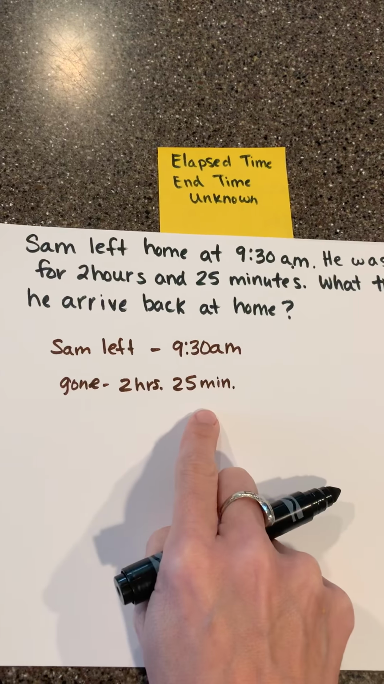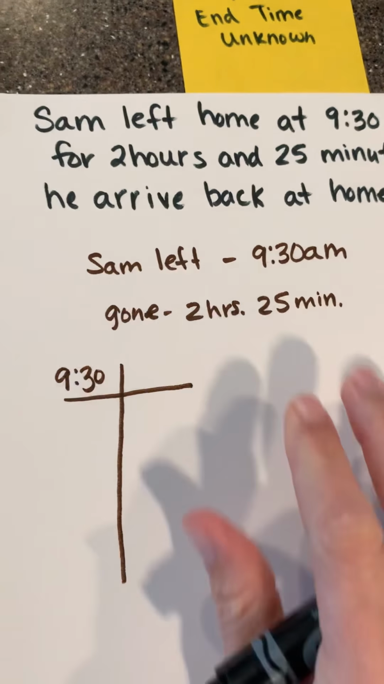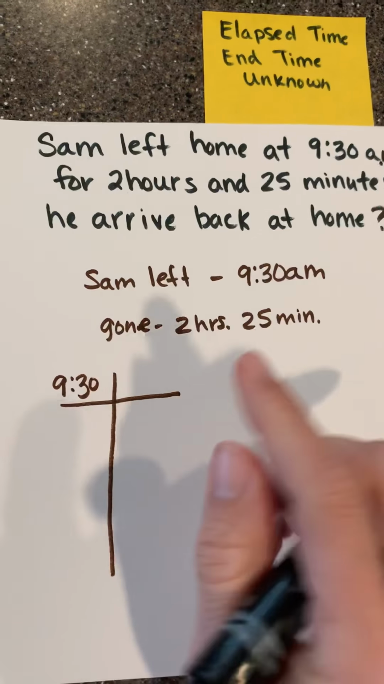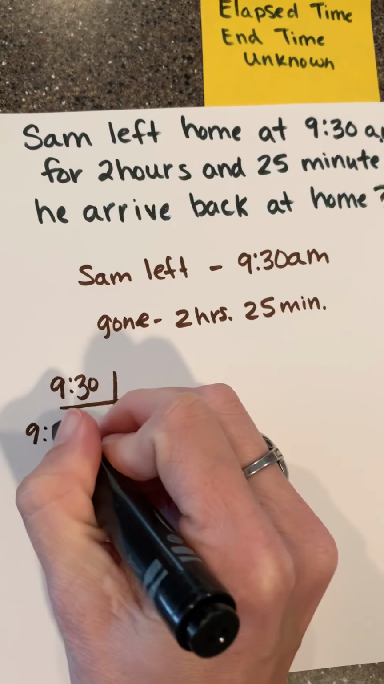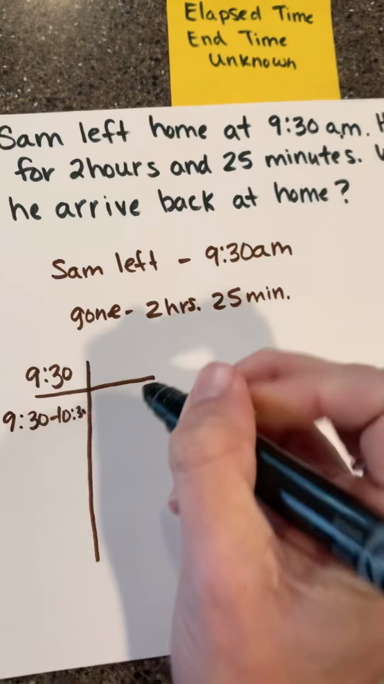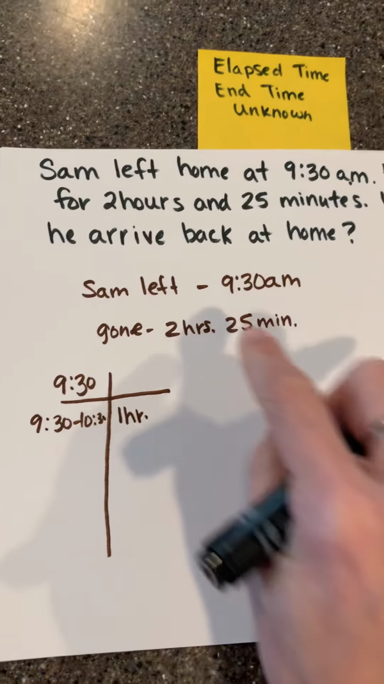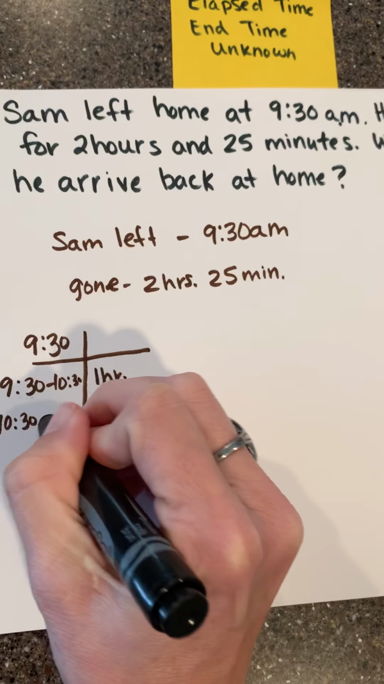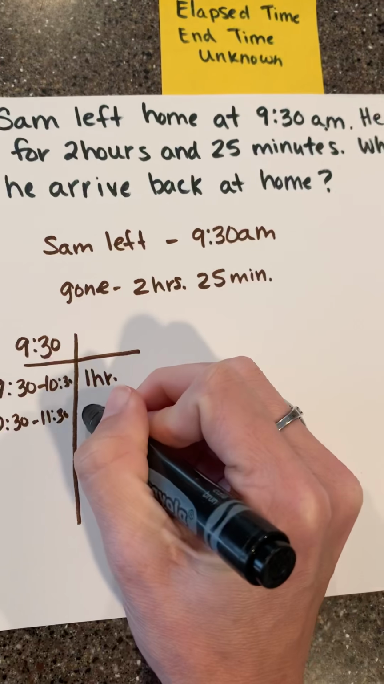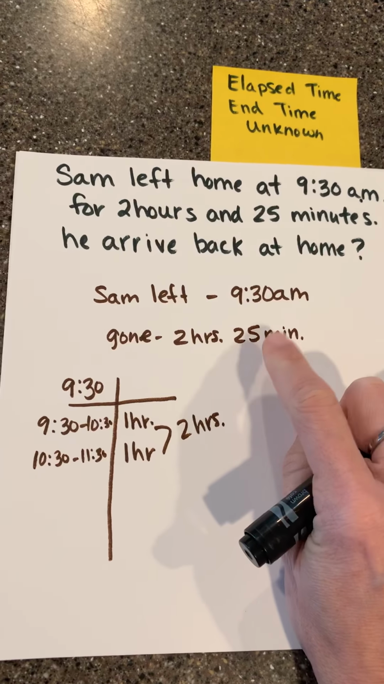So the first strategy that I'm going to show you is a T-chart. I'm going to put 9:30 here, and then we're going to see when he gets back. So if I'm starting at 9:30, if I go from 9:30 to 10:30, that is 1 hour. I can see that that is one of the hours. I've got to add another hour. So I'm going to go from 10:30 to 11:30, and I can see that was my other hour. So together that was 2 hours. Now, I need to add on my 25 minutes.